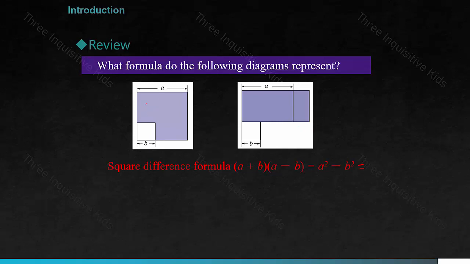So in the first diagram, it would be a squared minus b squared. And then here, it's a plus b times a minus b. This part is the a minus b. And since we know that these two shaded areas are the same thing, we can put in an equal sign to get our formula.